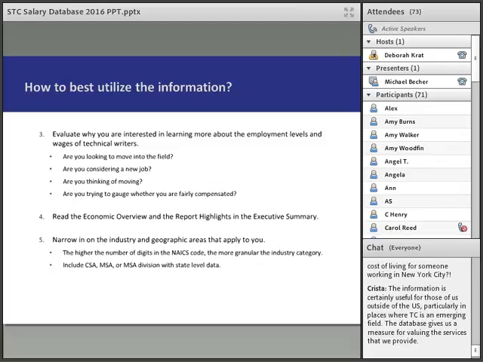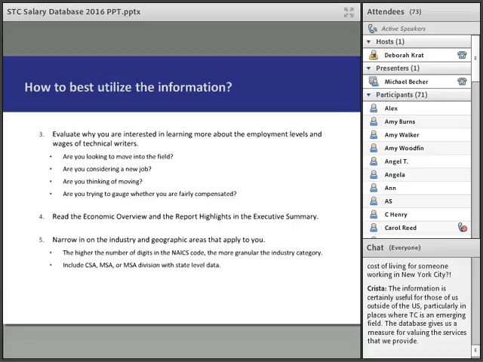If you are thinking of moving, what are the compensation levels in the state or metro area you're currently in, and then the state or metro area that you want to move to? Are you trying to gauge whether you're fairly compensated? That's a big thing that people want to know. They want to know, are they being fairly compensated? And if that's your objective, we'll go over some examples of how you can calculate, based off of your own experience and situation, if you are being fairly compensated.